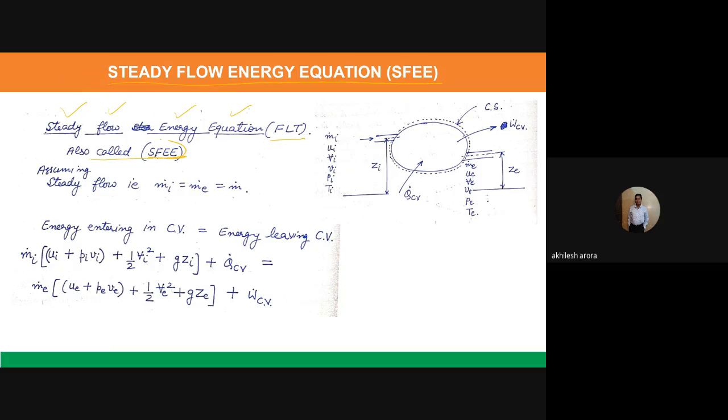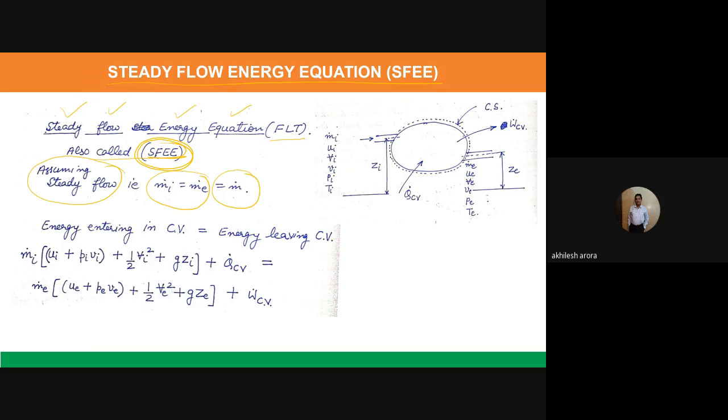So, steady flow energy equation. And what are we assuming? We are assuming steady flow. That means the mass which is entering into the control volume is equal to the mass which is going out, and we are considering that it is equal to m dot.